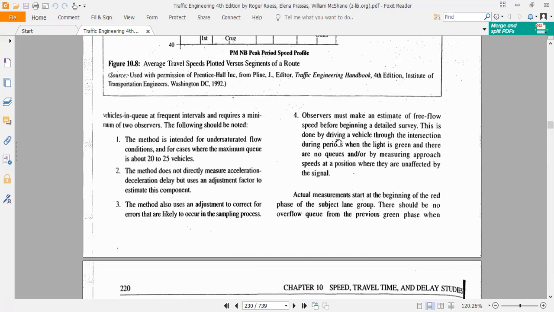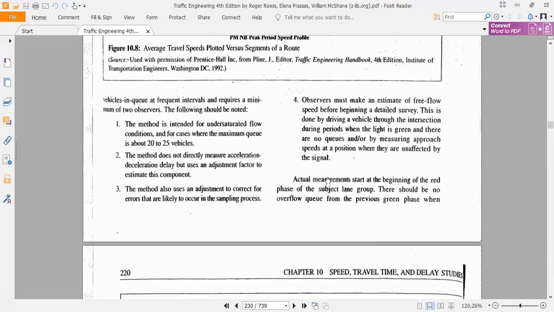One way is to drive a vehicle through this intersection during periods when the light is green and there are no queues. So the intersection is crossed while the light is green and there is no other vehicle. The speed you attain in this condition is the free flow speed. Alternatively, measure the approach speed at a position where vehicles are unaffected by the signal, and you can also take that speed.